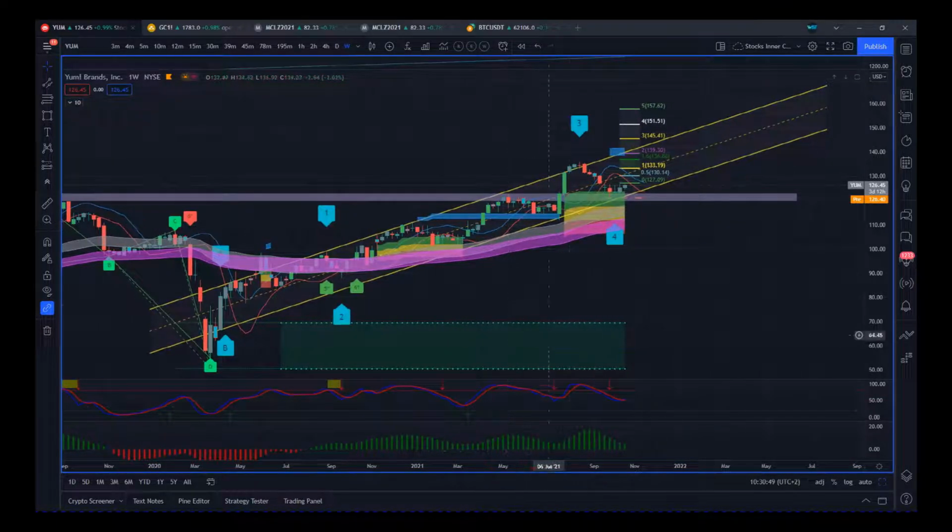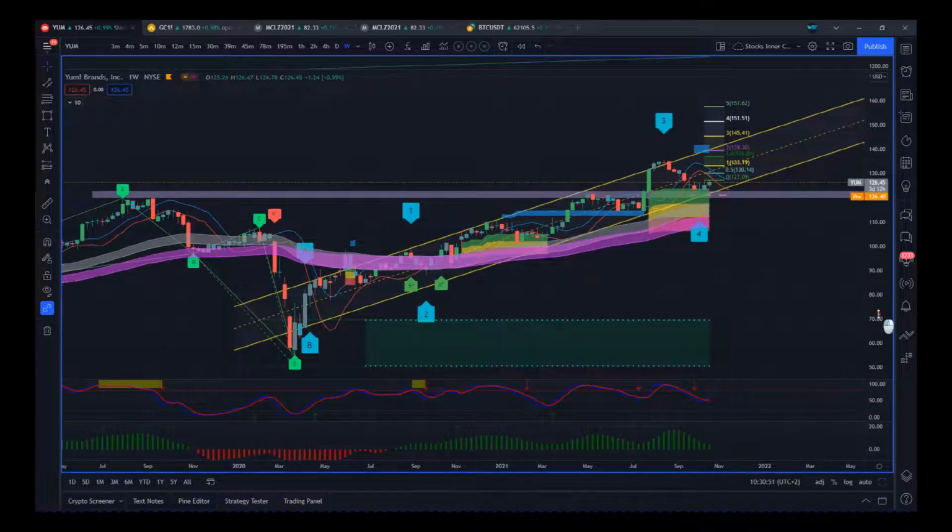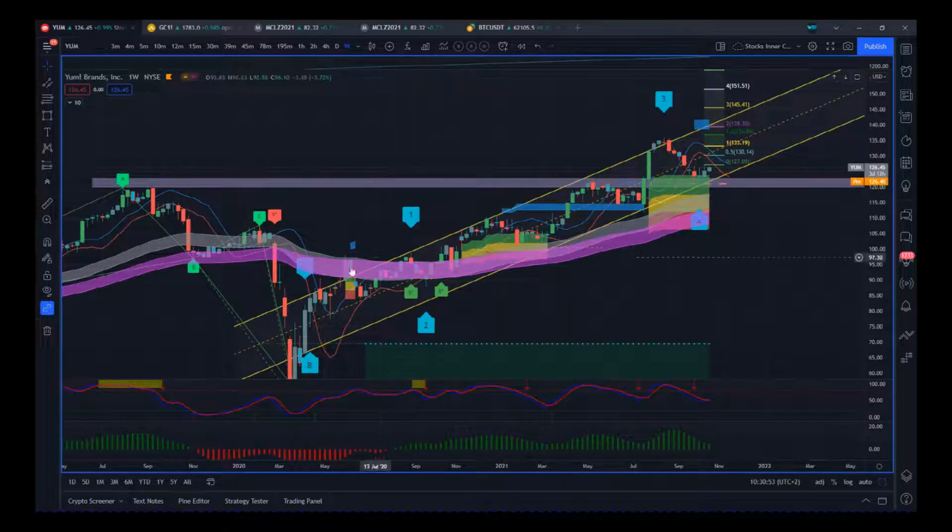The next thing I've done is actually put together a channel here, because this is quite a tight channel that we are basically respecting in this move. We're coming to test the upper bound, coming down a lot of the time to test the center line of that channel, and occasionally we've tested the bottom, just recently and back in July 21. So this defines the trend, if you like.